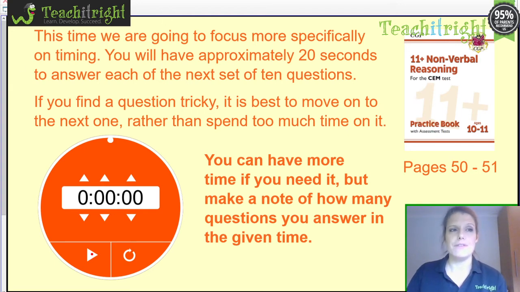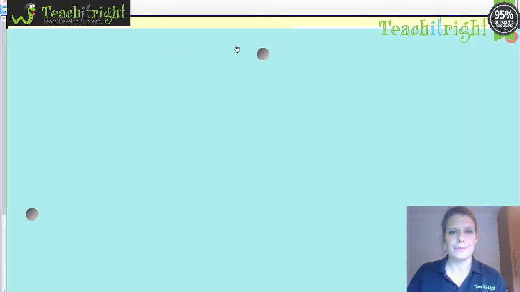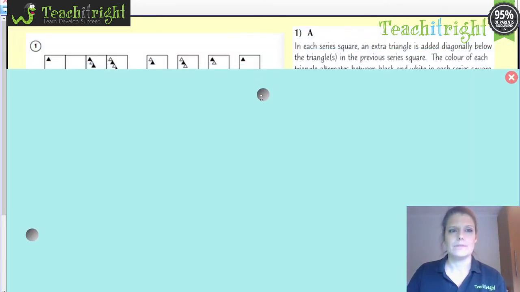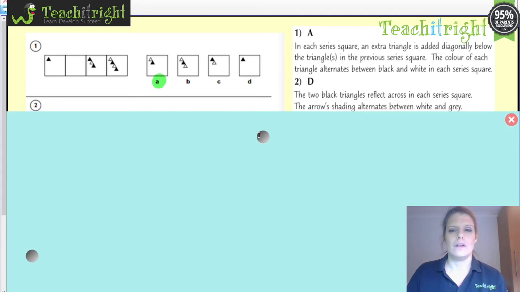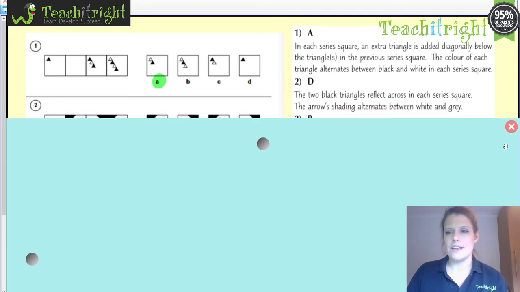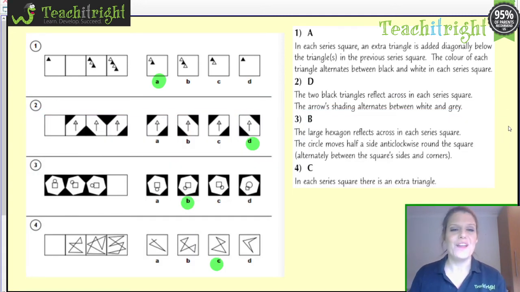This was pages 50 to 51. I'll just get rid of the shade actually. So one was A. Nice straightforward one. Look, an extra triangle is added diagonally below the original one in the previous square. And they're alternating colours too. Number two, you can see that makes a pattern.